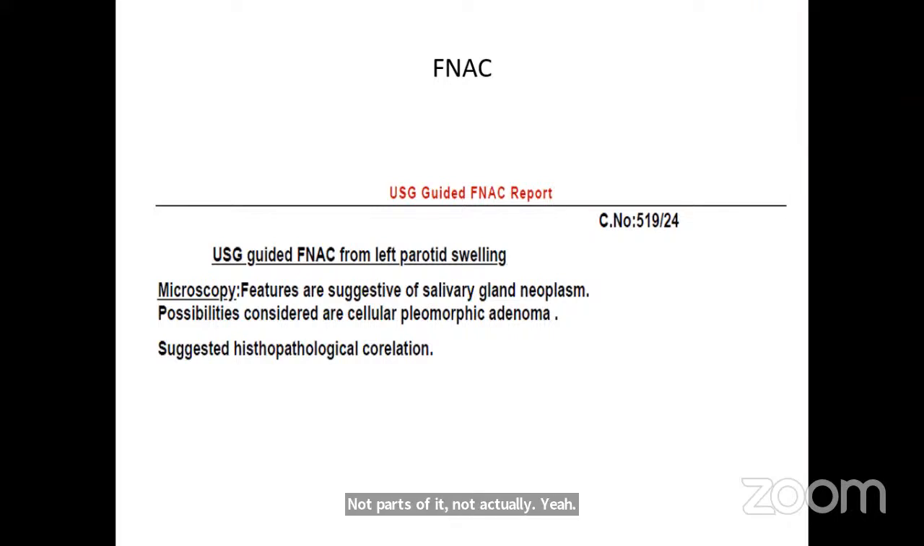interpositioning graft if you can't raise a thick skin flap. That can be derma fat, it can be dermal substitutes. I'm talking benign cases, I'm not talking malignant cases. Or you can put vascularized tissue.